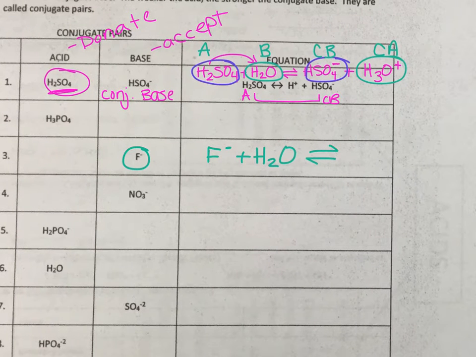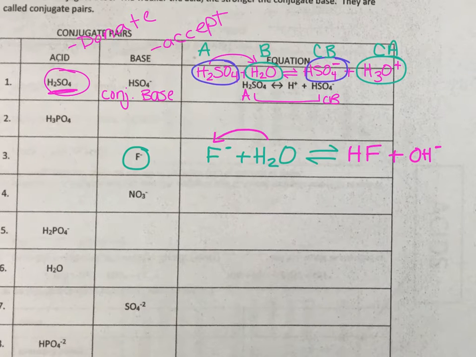If it's acting as a base, what does that mean the hydrogen is doing? Is it coming towards the F or going away from the F that doesn't have an H to give away? It's going towards it, right? So water is going to be donating an H. What would that product now be? Right, hydrofluoric acid, plus, who's left over now from water? Yep, OH, hydroxide, with a little minus.